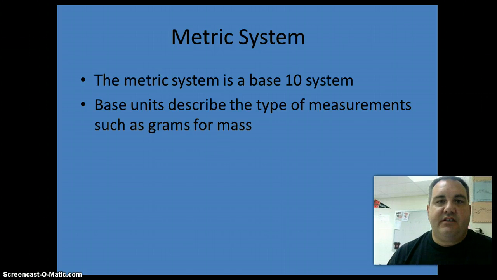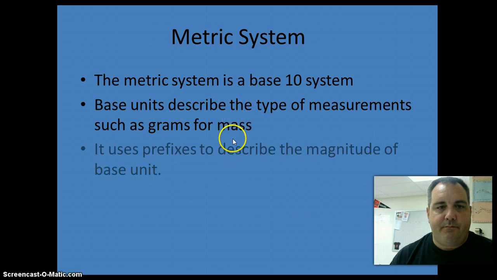Base units then basically describe the type of measurement you are taking. So, for example, your base unit of grams is used for mass. From here, then, we use prefixes to describe how many grams we have or how many base units we have.